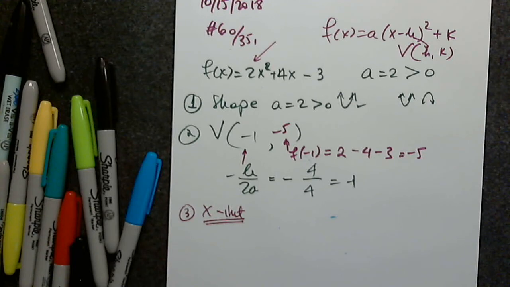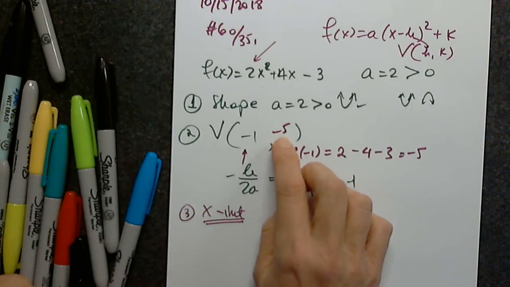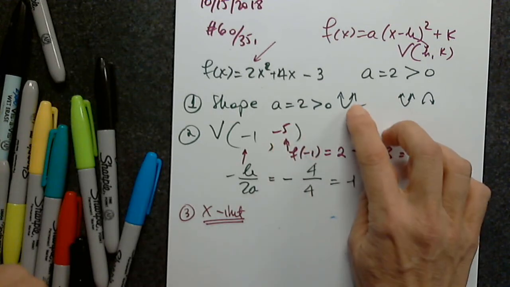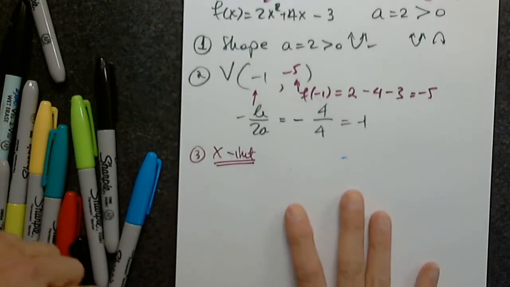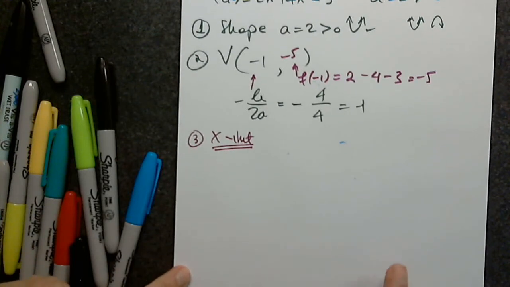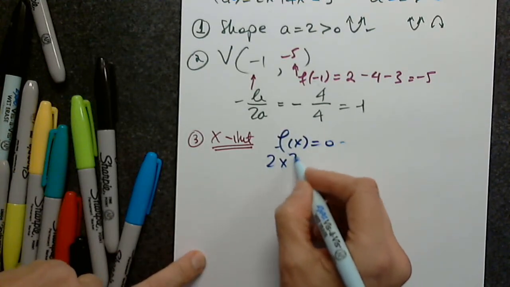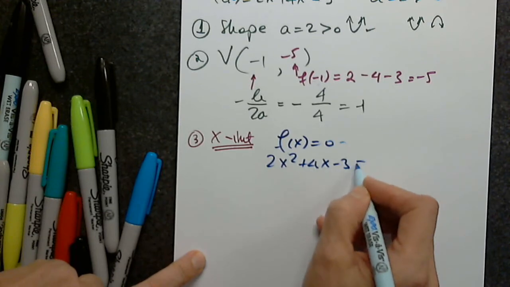Yes. How do I know? Awesome. Because the y-coordinate is minimum. Is negative, exactly. And the vertex is a minimum. Very good. Good. So now let's go ahead. How do I find the x-intercepts? What do I have to set? Awesome. Very good. F of x equals 0. So then 2x squared plus 4x minus 3 equals 0.